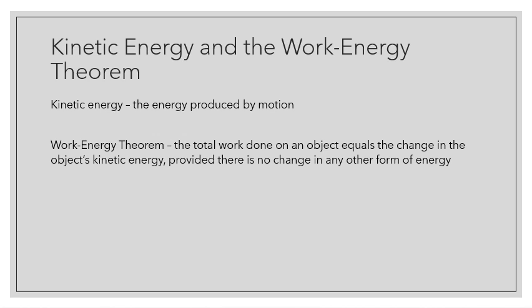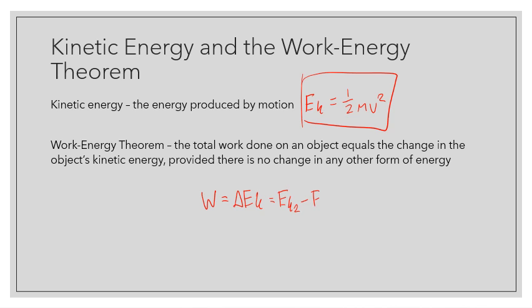So kinetic energy is the energy produced by motion and is given by the equation EK is equal to 1/2 mv squared. So the work energy theorem states that the total work done on an object equals the change in the object's kinetic energy, provided that there is no change in any other form of energy. So work is equal to delta EK. So that's equal to EK2 minus EK1. So that is the work energy theorem.